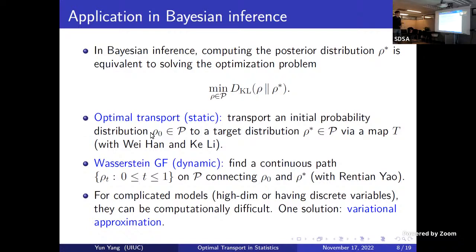Then there's one solution that we actually did in this work: we can apply some kind of variational approximation. The idea is, although the original space is too complicated, we can always approximate this huge space with some simple ones, with the hope that the simple one will not incur too much approximation bias.